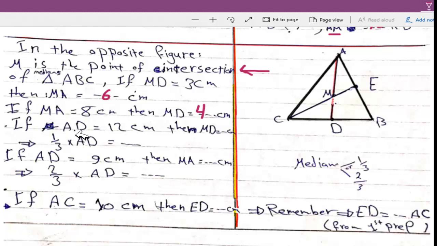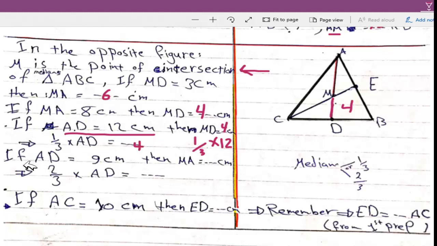If AD is the whole median, so I have to think about third or 2/3. So MD equals a third of the median or 2/3. MD is the smallest, so it will be a third of 12. If you talk about the longest one, it will be 2/3. So a third of 12, or 12 divided by 3, will be 4. So MD is 4, a third of AD.